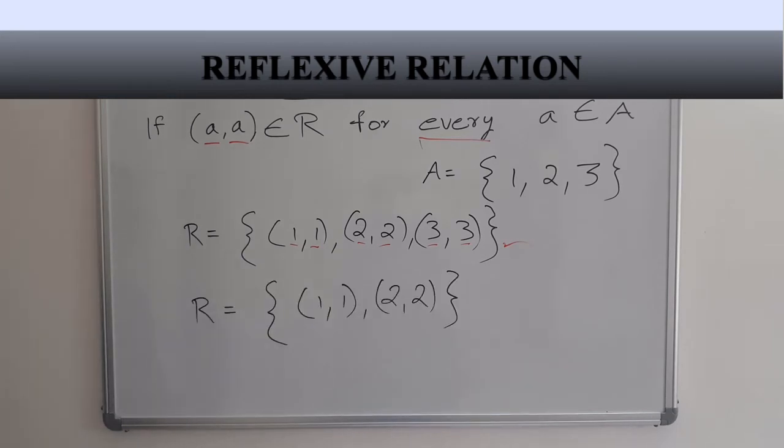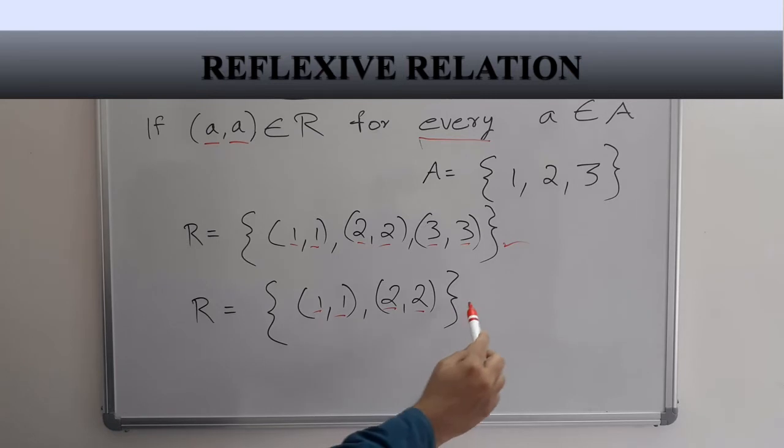Here is another relation, that is (1,1) and (2,2). Is it reflexive? The first element is related to itself, the second with itself, but the third element is missing. That means every element in the master set A is not present in the relation. Therefore, it is not reflexive.